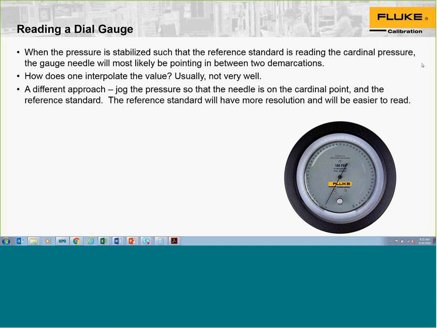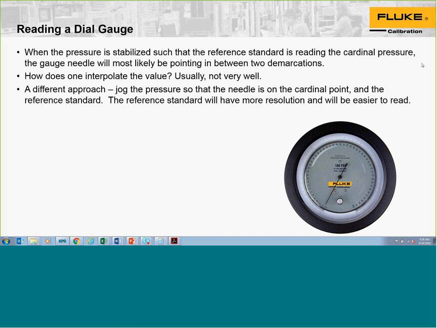You have to interpolate what value it's on. There are different techniques to do so, and when properly followed, they can give you good repeatability, but you have limitations on your overall resolution. This approach is to jog the pressure, or make minor modifications to the pressure, so that the gauge is on the cardinal point. The standard will have more resolution. It will be easier to read. And the reference standard will be off of the cardinal point.